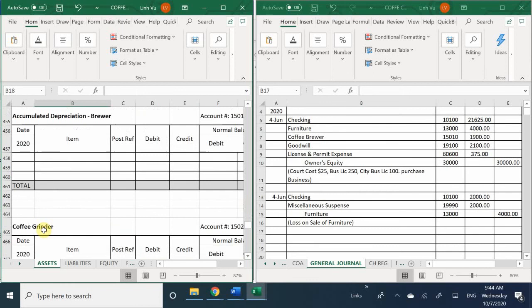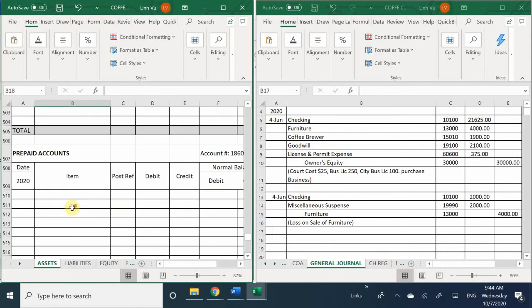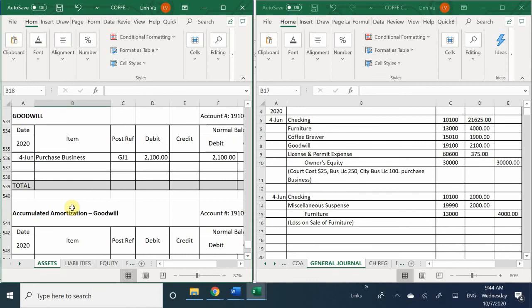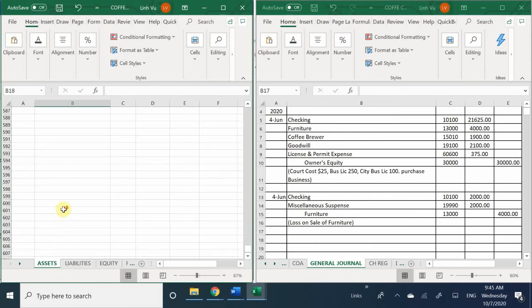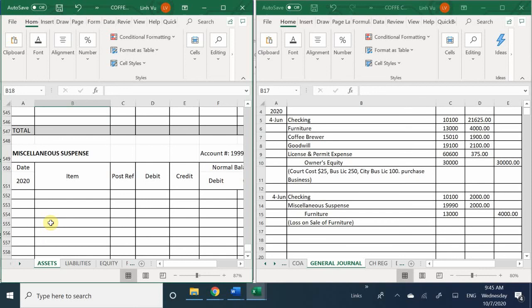All right. So now that we finished our checking account and we updated it, so we have a total of $23,625. Okay. I'm going to go ahead and scroll down to my next account, which I labeled as miscellaneous expense. So that should be the very, very last page. I believe it's page 17 in the Word file. Okay. So miscellaneous expense.